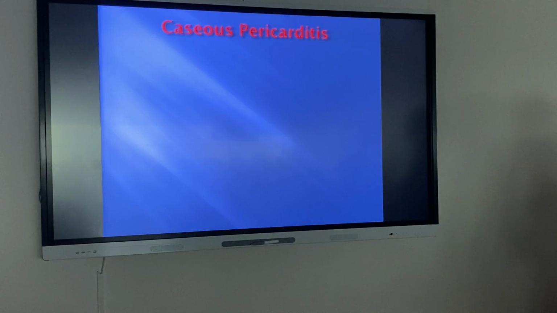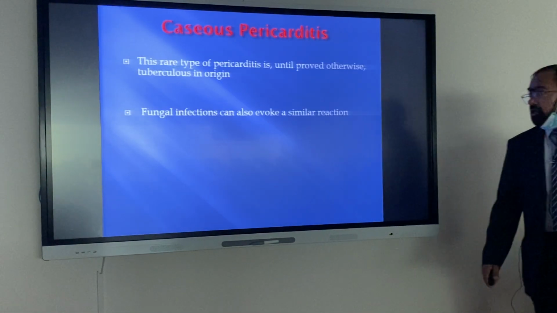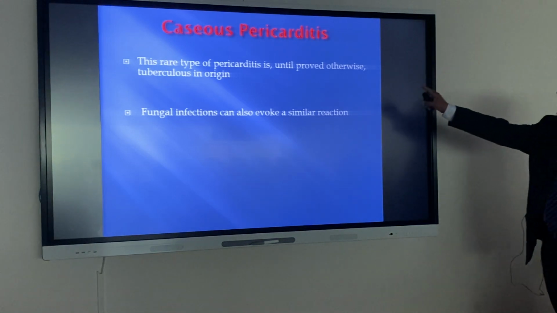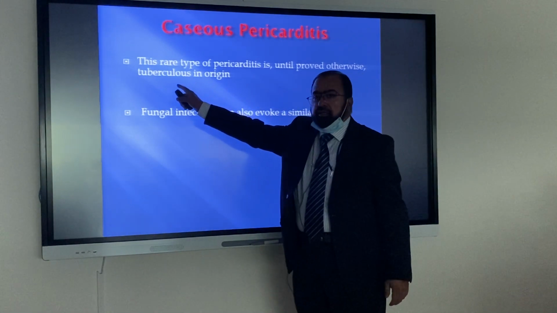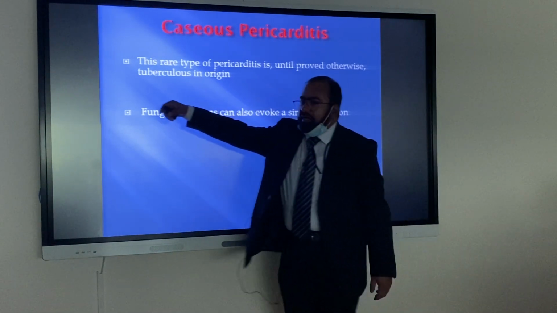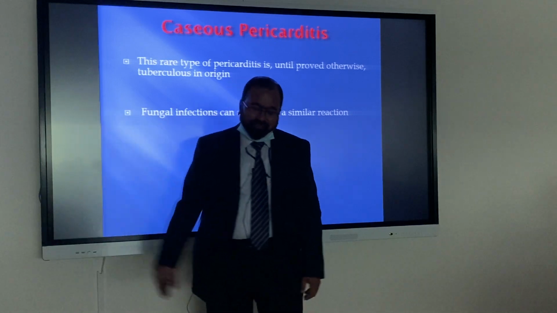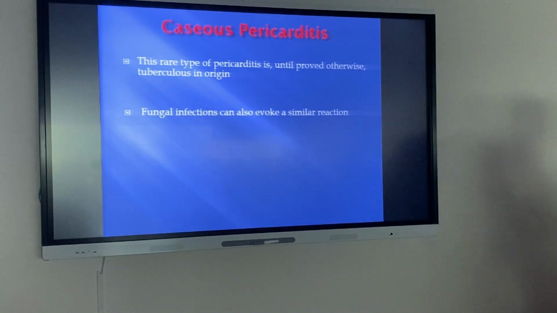Finally, we have caseous pericarditis. As the name says, caseous means that until proved otherwise, the main cause will be tuberculosis. What is the other organism that can cause it? Fungal. Remember, there are two things which can cause caseation. One is tuberculosis, the other is fungus.